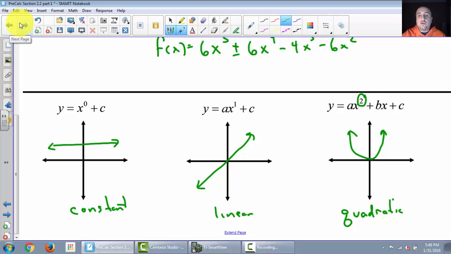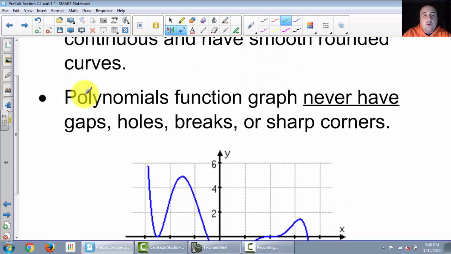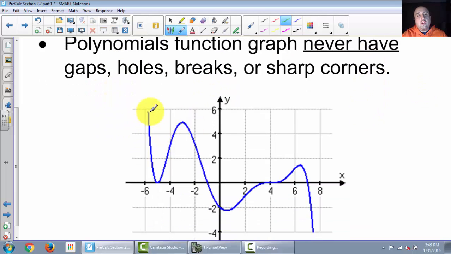Now we're going to talk more about cubics and quartics, so degree 3 and degree 4 polynomials. All right, so just some general things about polynomials. Polynomial function graphs are always continuous and have smooth, rounded curves. So what it's saying is polynomial function graphs never have gaps, holes, breaks, or sharp corners. So if we look at this one, you notice it's continuous, it's not ending, it has rounded curves, there's no gaps, there's no breaks, my pencil doesn't have to leave the page. It's a very nice curved graph with no sharp corners.